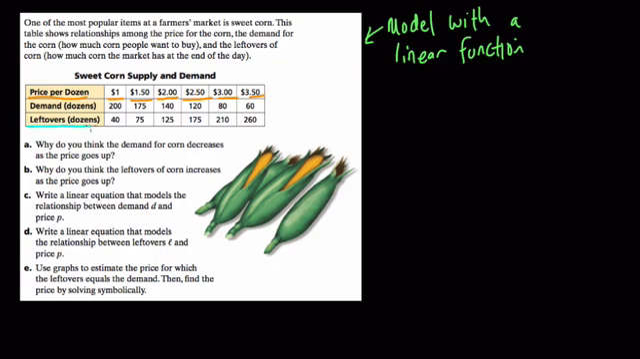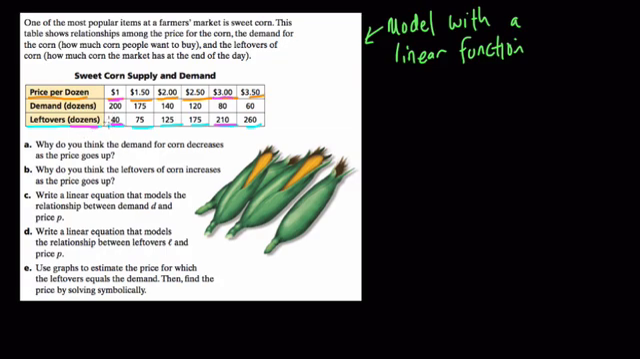As the price goes up, what's happening? Well, there's also more and more leftovers. In other words, they're able to sell less, right? If you're charging more, it might be difficult to sell your crop. So you would have more leftovers. That's the idea, right? So if we charge $3 here, there's 210 dozens of corn left over. But if we only charge $1, there's 40 dozens left over.